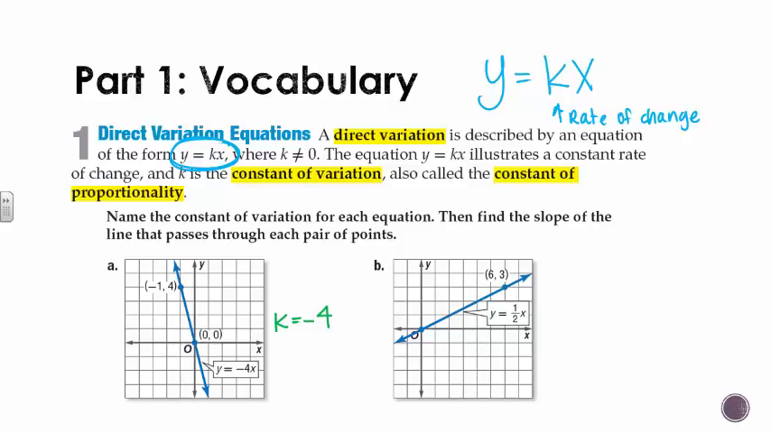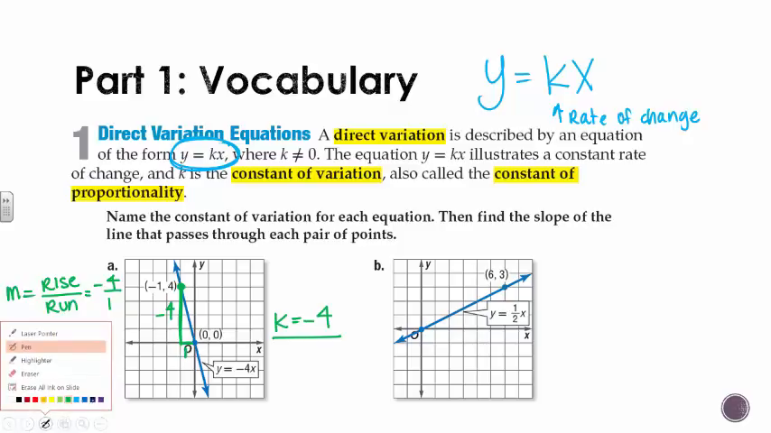Now if we find the slope, remember that slope is rise over run. We could plug it into the equation, or because we have a graph, we could just take a look at it. Rise over run. So if I start at this point, I'm going to go down 4 and over 1. So -4 over 1 is the same thing as -4. So if you notice, the constant of proportionality and the slope are the same.